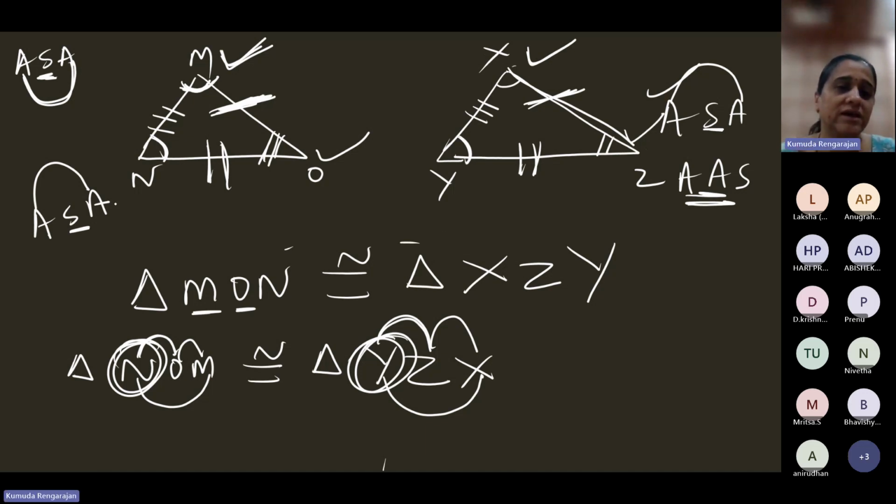So ASA is two angles and the included side. AAS is two angles and some other side, not the included side. See, included side is one side.